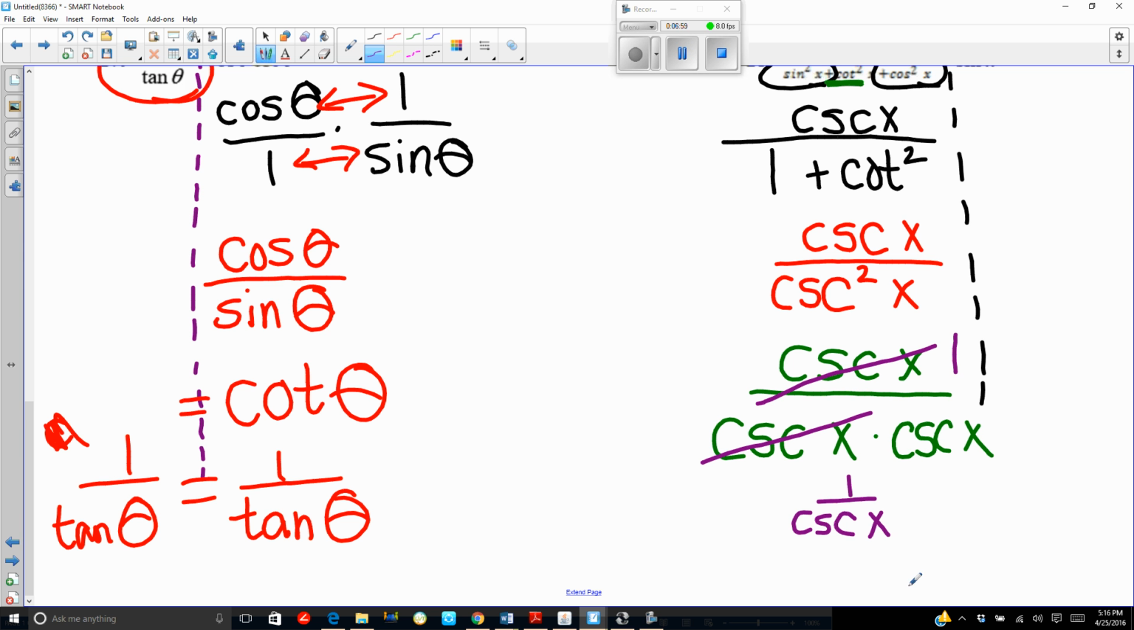And what are we trying to prove? We're trying to make it equal to sine of x. Well, 1 over cosecant x is the reciprocal of cosecant, which is sine of x. Since those are reciprocals, 1 over cosecant is equal to sine of x, which is what we were trying to prove in the first place.